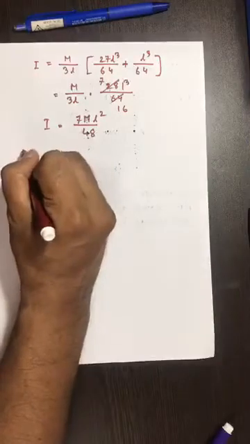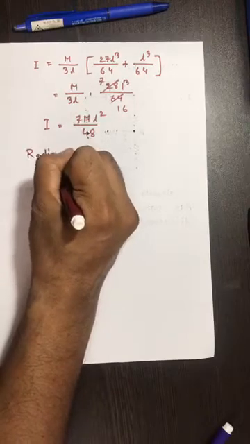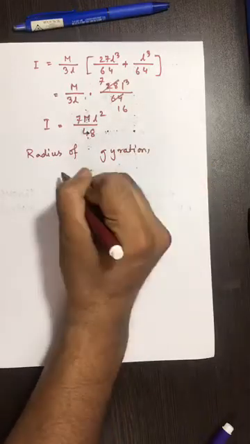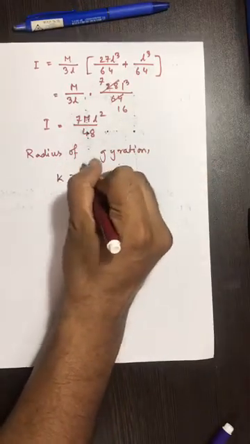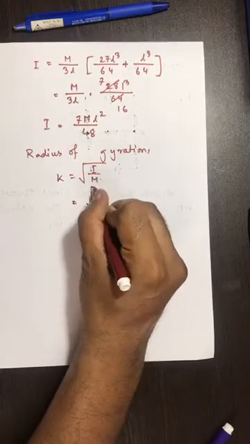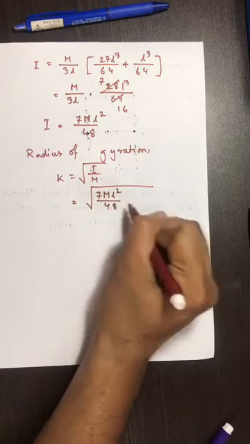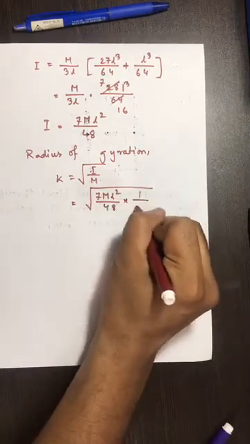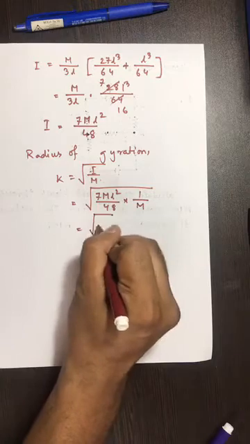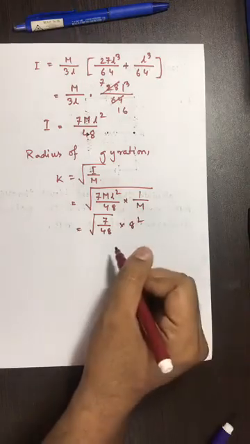This gives I equal to 7 M L square divided by 48. So the radius of gyration: we know that K equal to root over I by M. So it is root over, value of I is 7 M L square divided by 48 into 1 by M. M drops, and root over 7 by 48 into L square, meaning 8 square, because the length given is 8 meter.